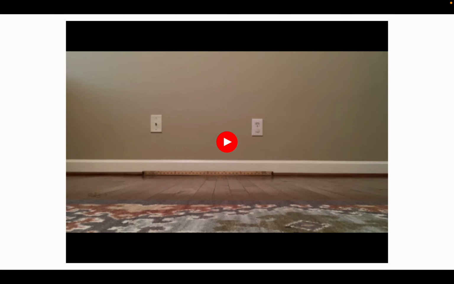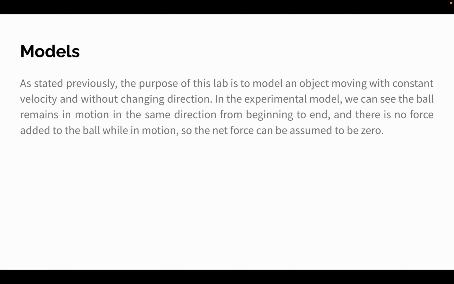So this video is what I used for my experiment in Tracker. Models. As stated previously, the purpose of this lab is to model an object moving with constant velocity and without changing direction. In the experimental model, we can see the ball remains in motion in the same direction from beginning to end, and there is no force added to the ball while in motion, so the net force can be assumed to be zero.